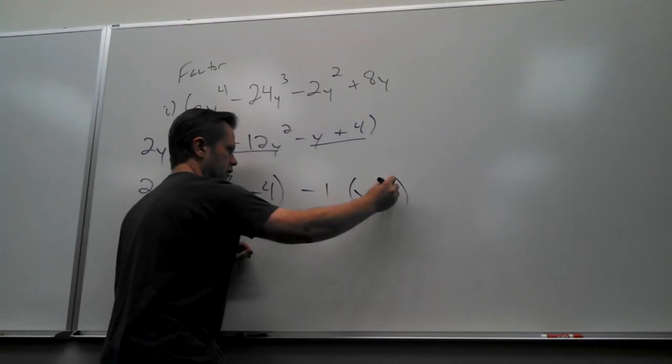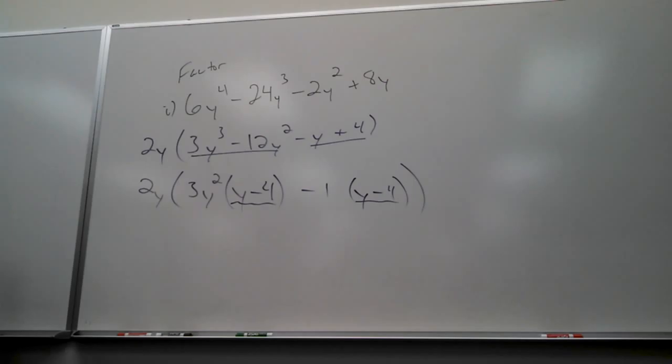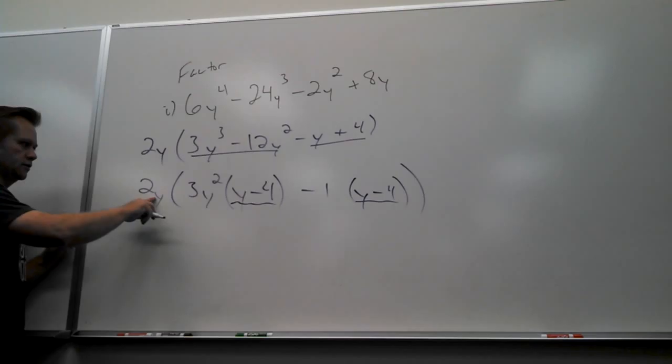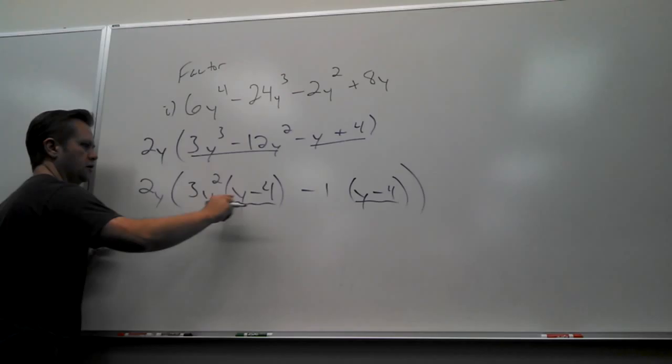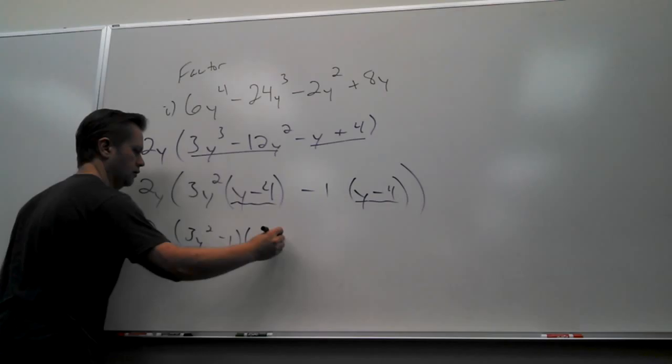I know I'm on the right track because these are the same. If they're not the same, you're totally on the wrong track. Something went wrong. Don't continue down that track. Don't go there. So now I know I can do so. 2y, still there. What can come out of here? 3y squared. Okay, I'll go with you. 3y squared minus 1. And then we got y minus 4.